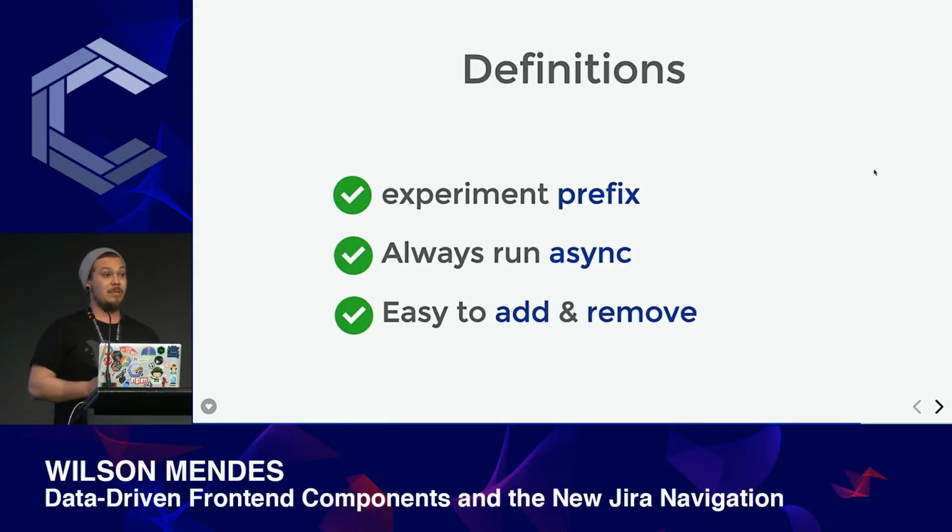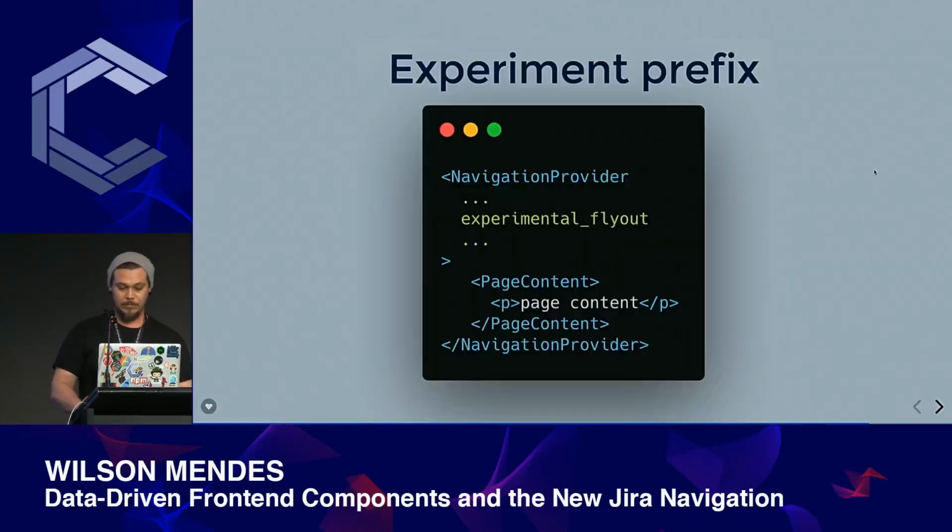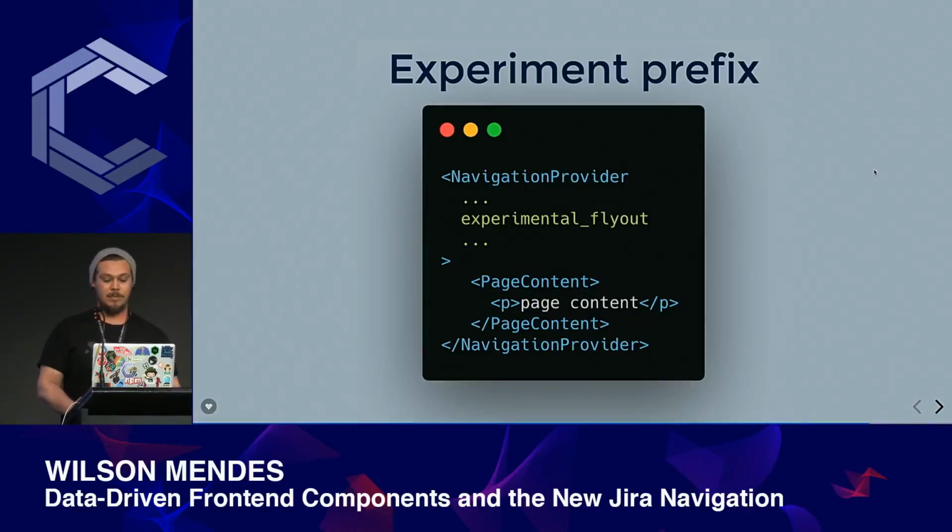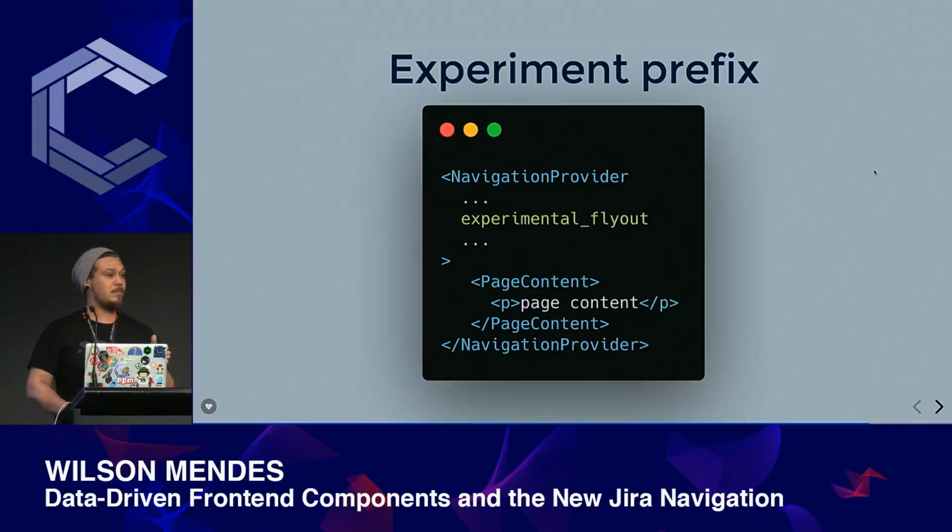And it should be straightforward. It should be something that's easy to add, and more than this, easy to remove. As an example of the prefix, that's the way that we are doing. So every prop, every component which has an experiment has this prefix, experimental underscore the name of the feature that you can turn on and off.